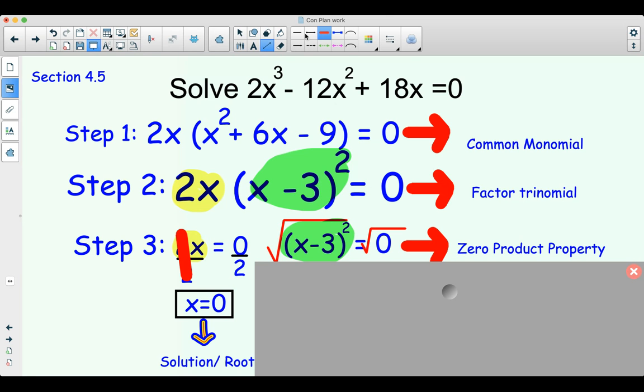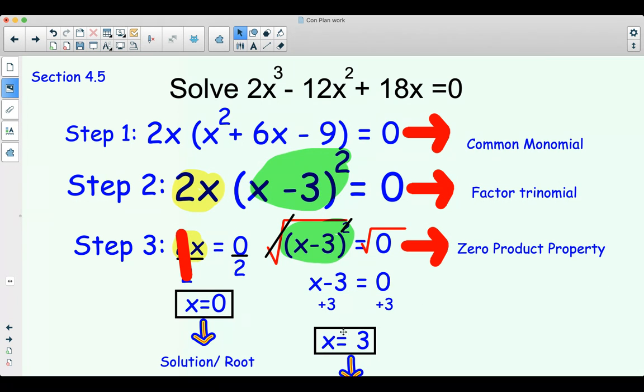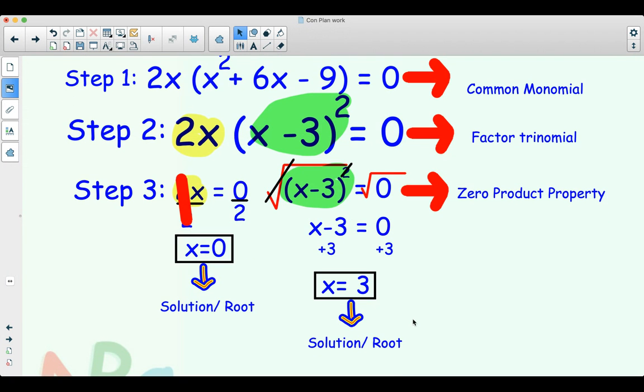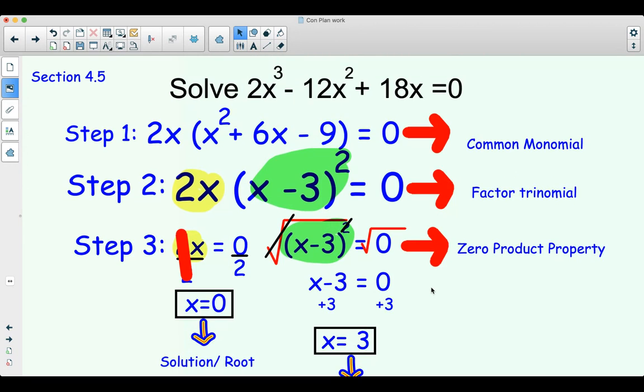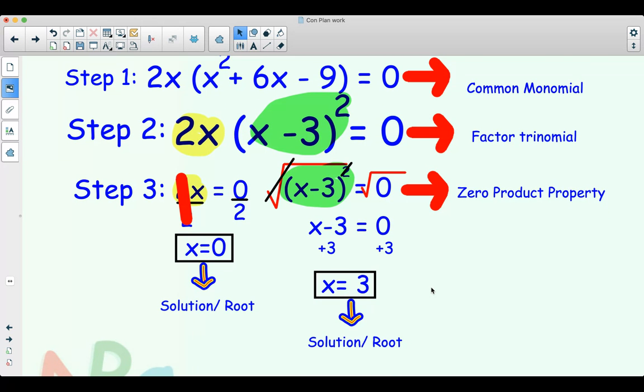The square root will cancel out the square. I'm left with, on the left side, x minus 3 is equal to, what's the square root of 0? 0. Simple enough. How do you solve this? To solve for x, obviously, add 3 to both sides. I'm left with x equals 3, which is my other solution or root. So for this problem, I'm solving this by factoring. My solutions or my roots are x equals 0 and x equals 3, and that's my answer.